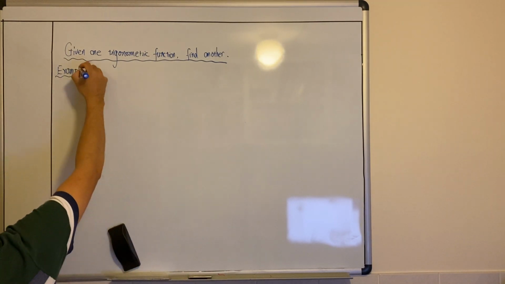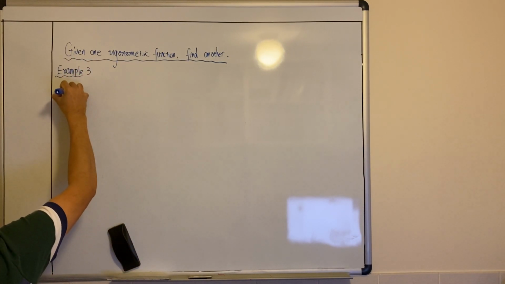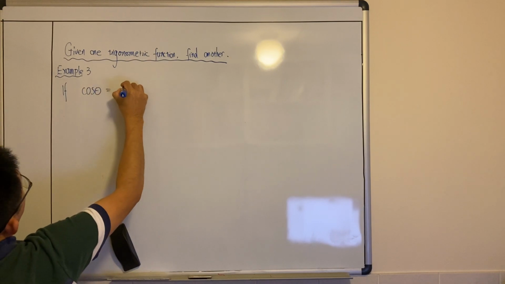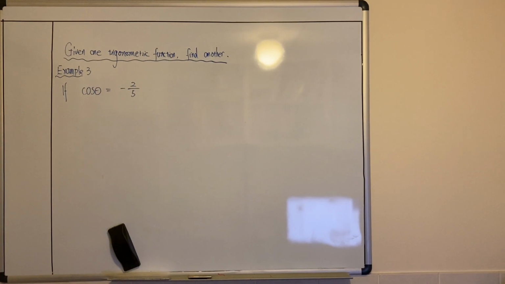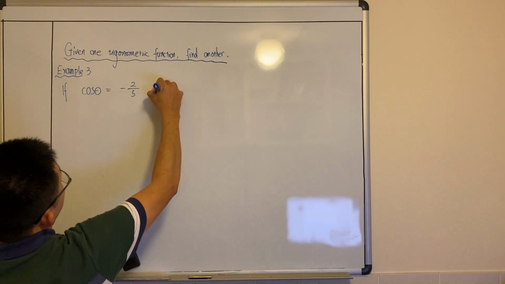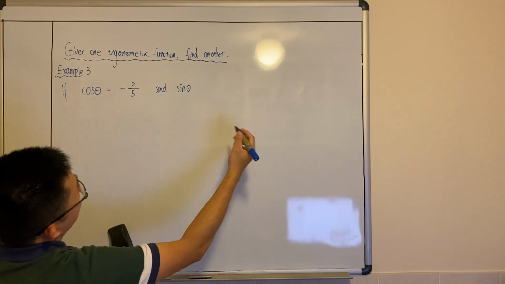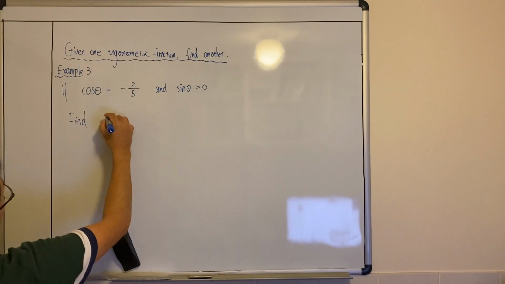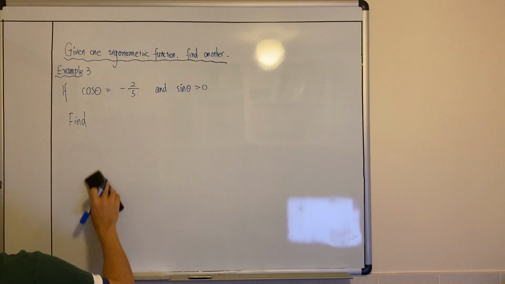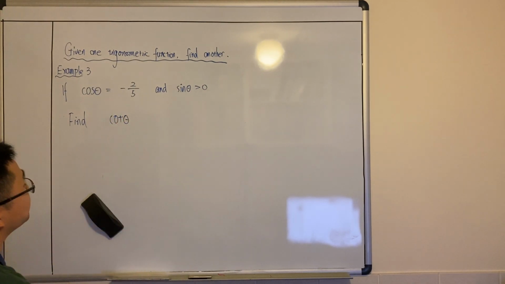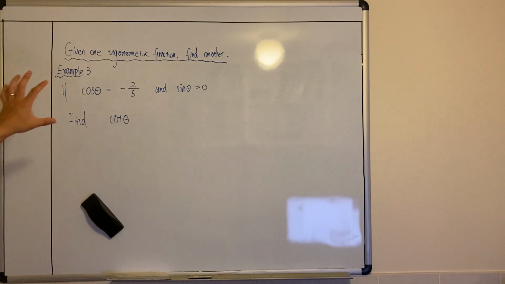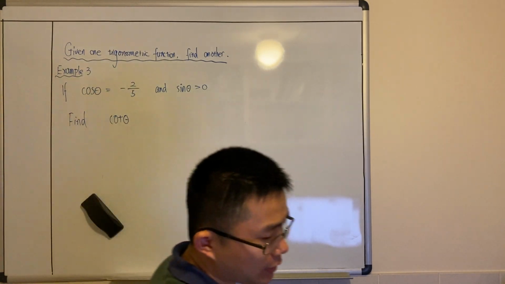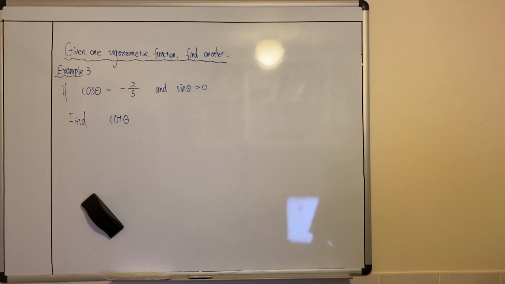All right, let's put example 3 here. If cosine theta is equal to negative 2 over 5, and sine theta is positive, greater than 0. Now the question says find cotangent theta, or calculate cotangent theta. All right, so let's have a look at the given condition. We have cosine theta is equal to negative 2 over 5, and sine theta is greater than 0. Find cotangent theta. I'll give you some time to think about how to do this question before I start to talk about it.